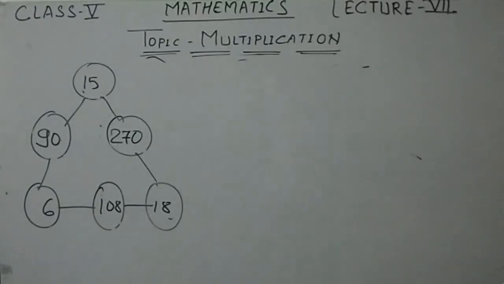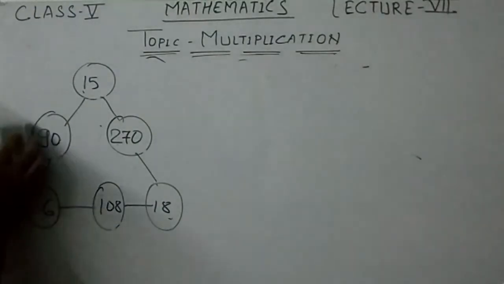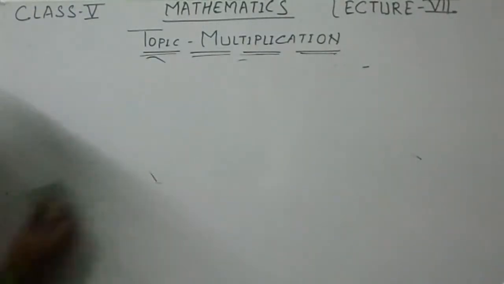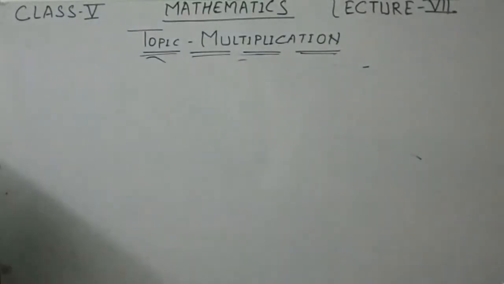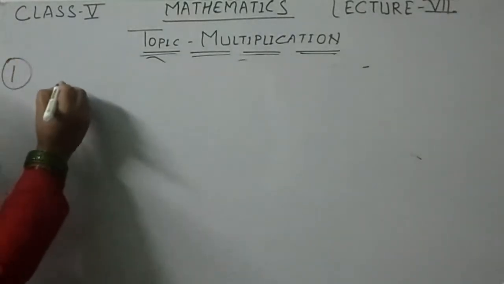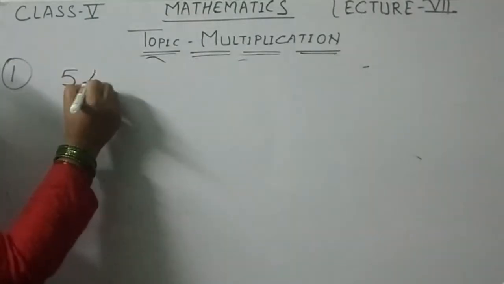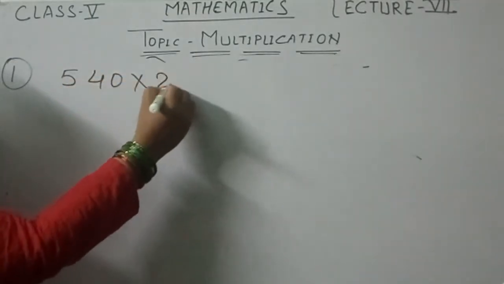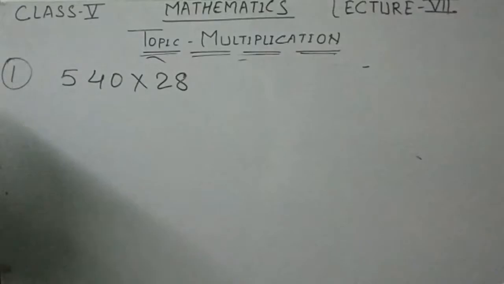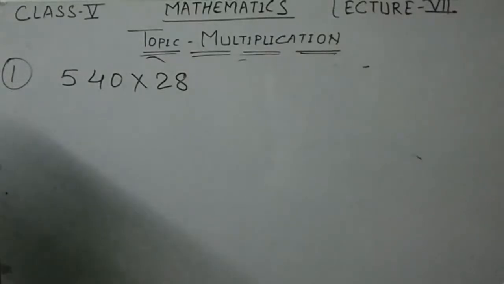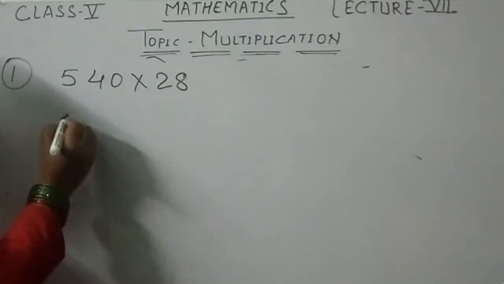Now, see how to multiply. Already you learned, in the starting I told you, you learned in your previous class how to multiply the numbers. If given two numbers, example is 540 multiply by 28. Students, see here. One first way of how to multiply.